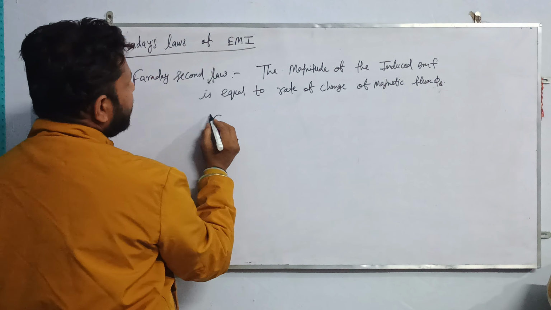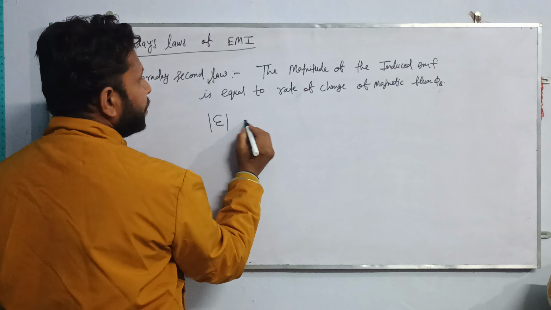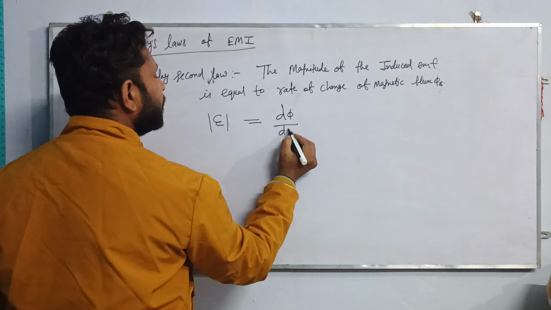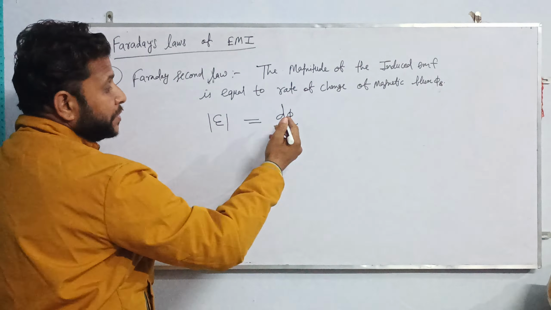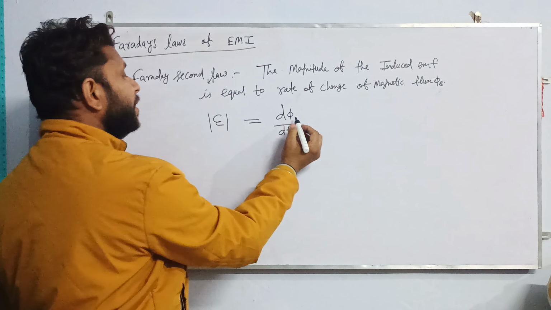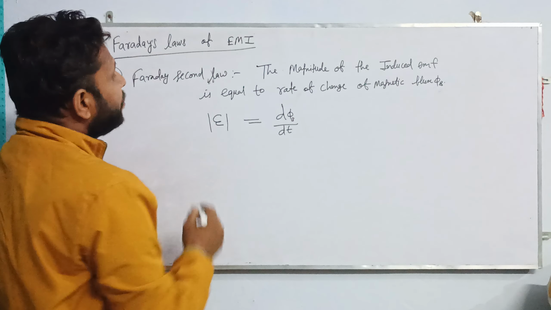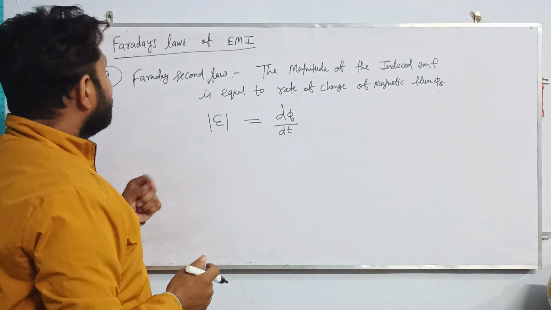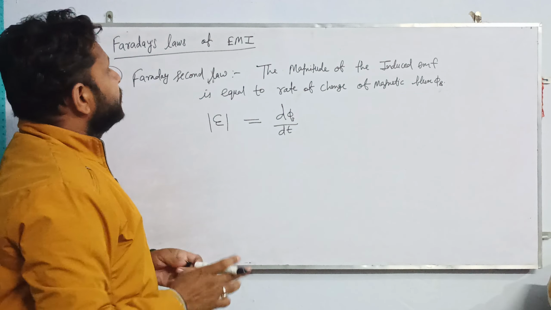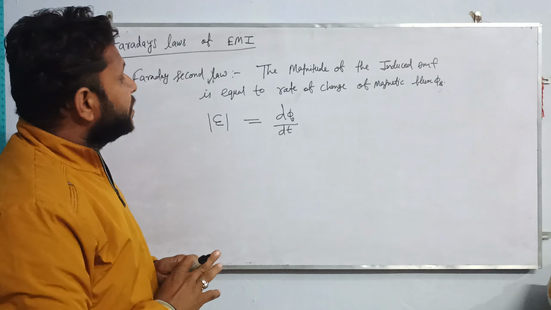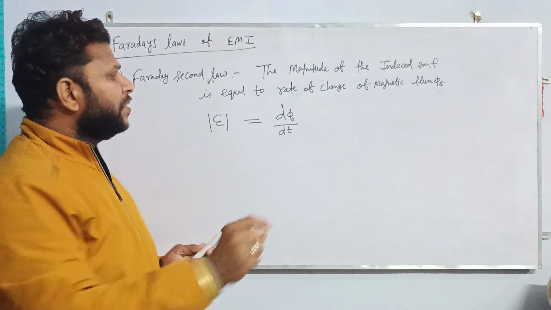The magnitude of EMF is equal to d phi by dt, the rate of change of magnetic flux. So Faraday's second law states that the magnitude of induced EMF is equal to the rate of change of magnetic flux. We have to remember only this thing.